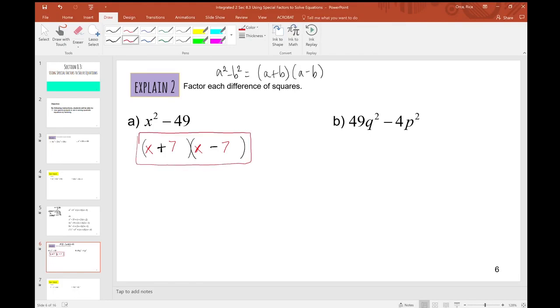If it asks us to factor, then that means that we're not solving for x, so we're not using the zero product property. Let's look at part B.